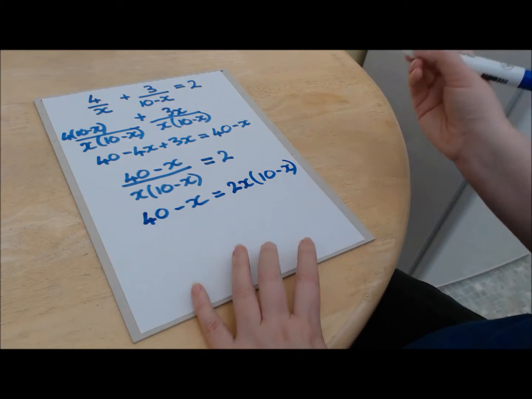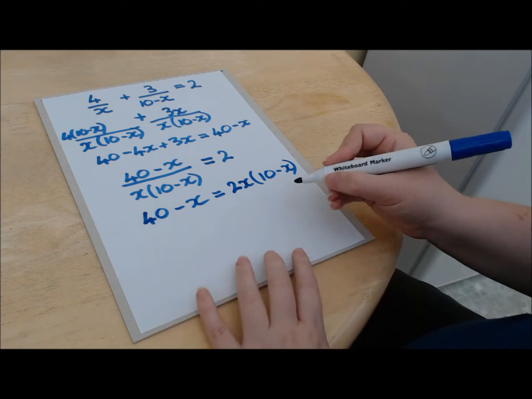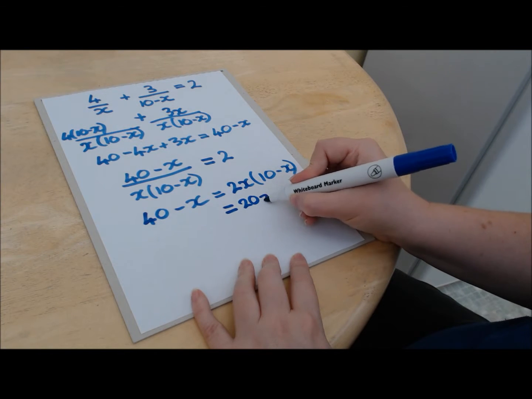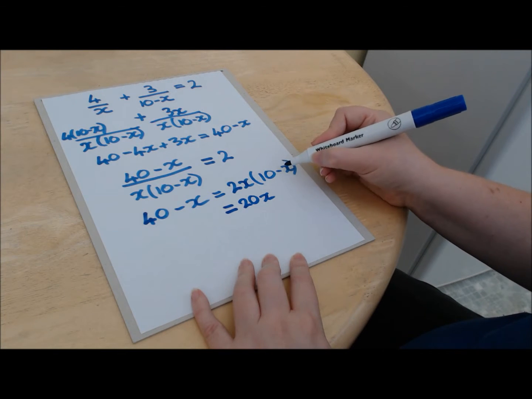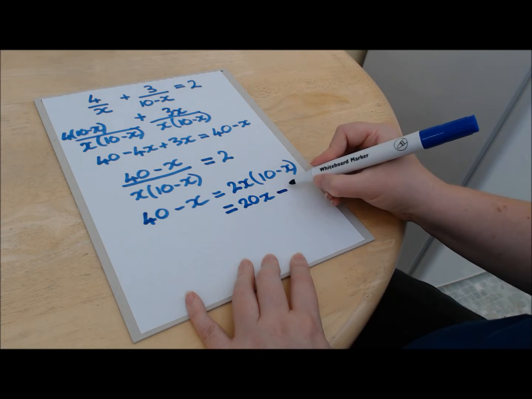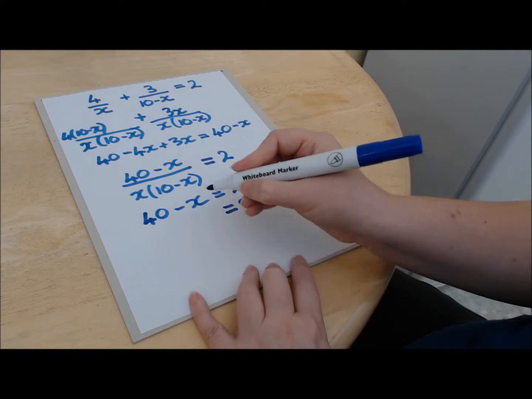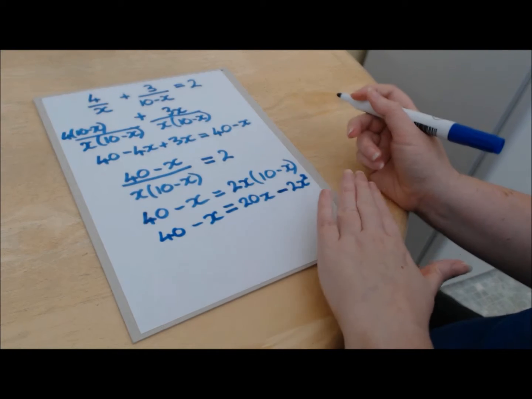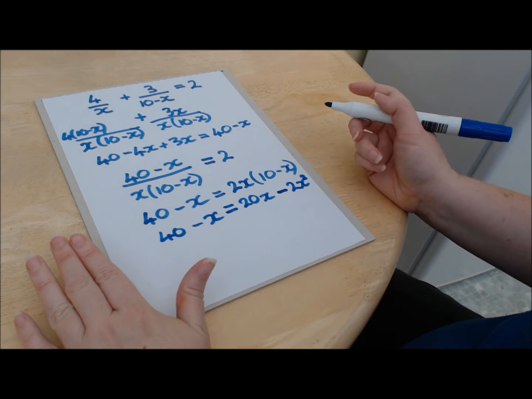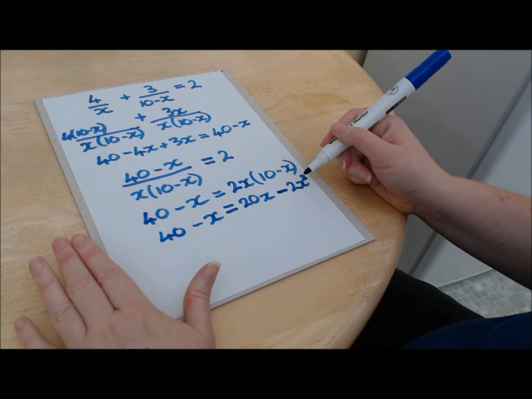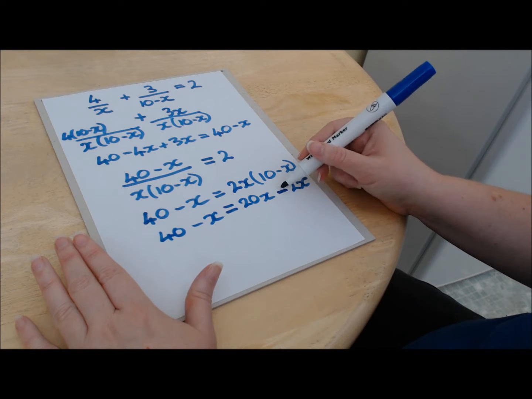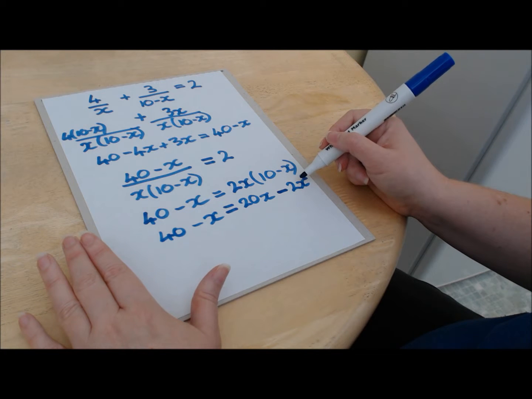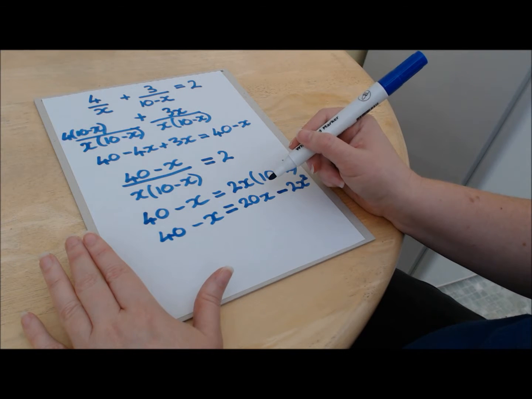So now we need to start expanding and getting everything together. Let's start with this side. We've got 2x times 10, so that's 20x. And 2x times minus x, so that's minus 2x squared. And on this side we've still got the 40 minus x. Now I'm going to move everything so it's over on this side, because I can see I've got a quadratic equation here, and I don't really want minus x squared terms. So we're going to add 2x squared to both sides, and we're going to take away 20x.